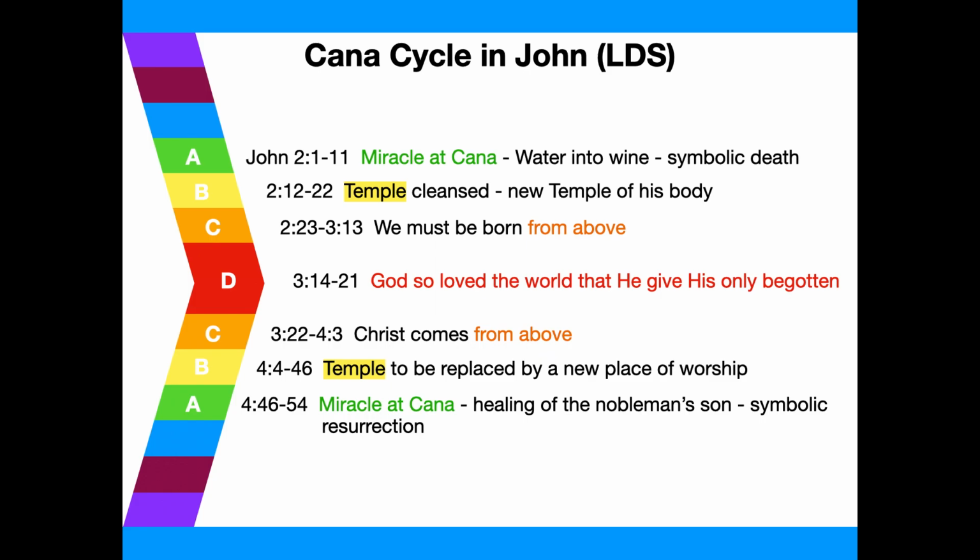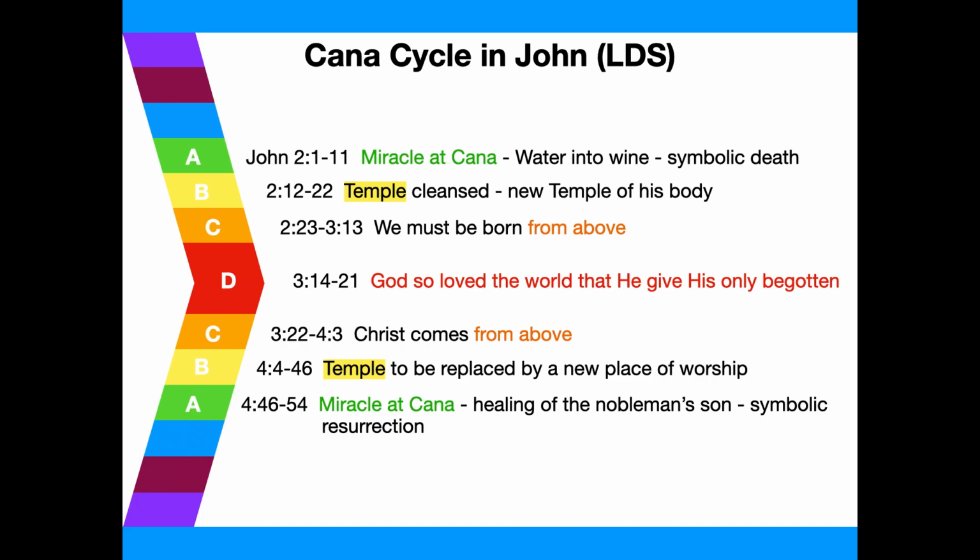All right, the book of John. John is writing to the Latter-day Saints. He's writing to the Jewish people as well, but there's going to be lots of things that he's pointing directly towards what we would understand in our latter days. So here we have the outer fins being the miracles at Cana. He starts with the water into wine, which represents a symbolic death, and then ends with the miracle at Cana, the healing of the nobleman's son, which is symbolic of resurrection.